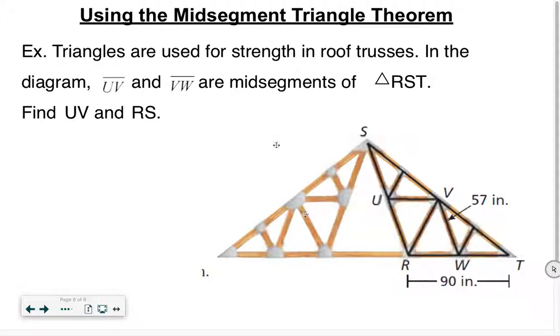Last little problem here just says triangles are used for strength and roof trusses. In the diagram, UV and VW are mid-segments of triangle RST. Find UV and RS.